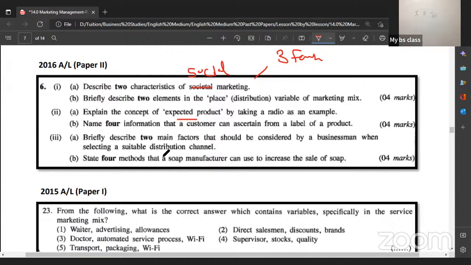Name 4 information that a consumer can ascertain from a label of the product. Price, content, expiry date, certifications, ISO, SLS, weight, liters, milliliters, gram, right? Ingredients, special warnings, like keep out of reach of children, or the conditions to store. Do not keep in direct sunlight, or store in a dry place, right?